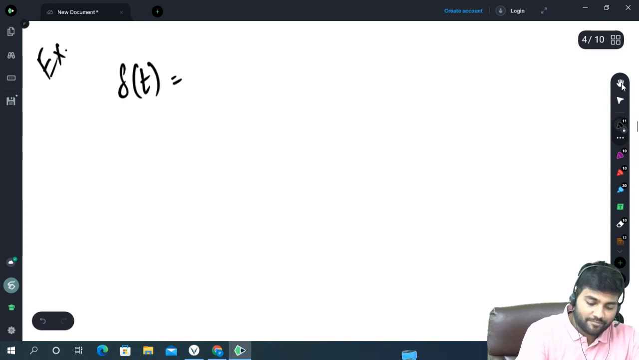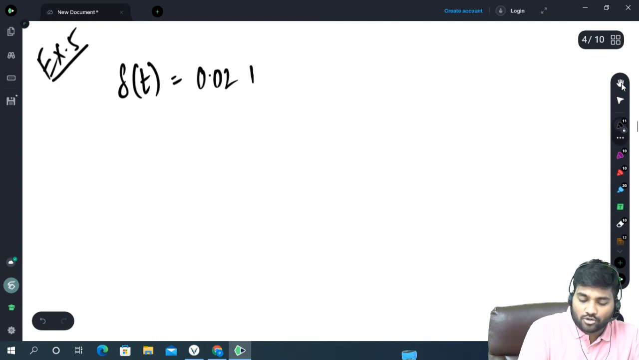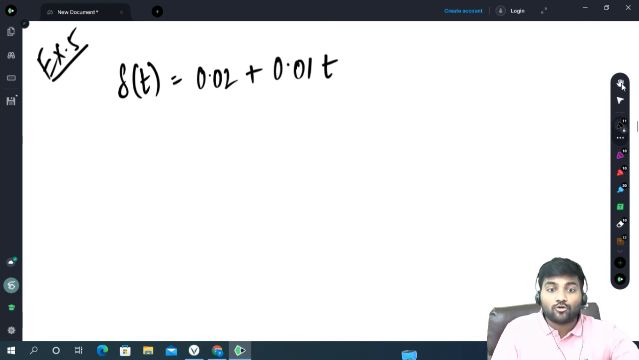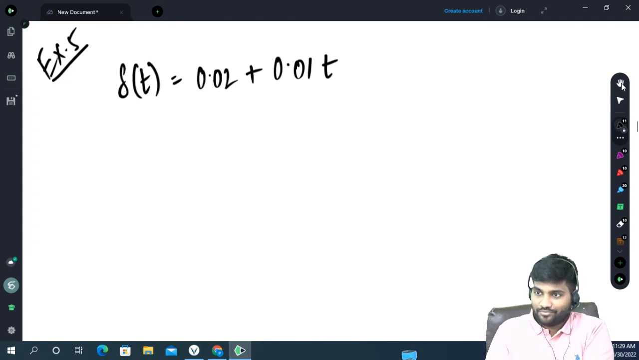Okay? So this is example number 5. Now delta t is 0.02 plus 0.01 t. Okay? So now you cannot do the summation. Now we are in integration. Why? Because delta is not constant. Delta has become a function of time t. So for these kinds of rate of interest functions, we'll use integration.